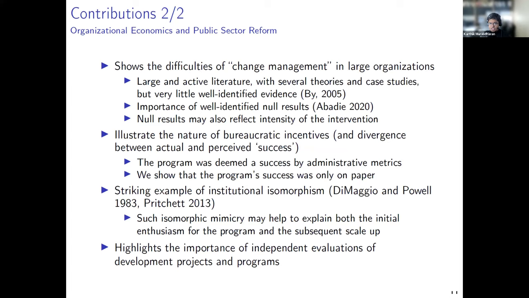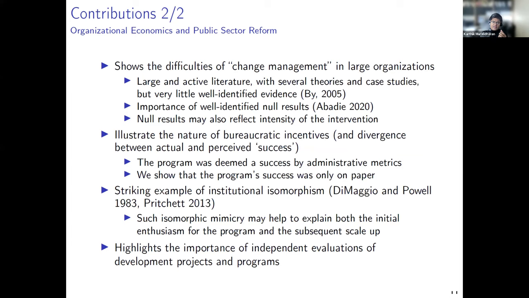So sometimes you look at zeros and say, oh, but there are so many reasons it couldn't have worked. That's true. But the point is that this kind of intervention is being done by so many countries around the world that it's really important to learn that this did not work. And it illustrates the nature of bureaucratic incentives.